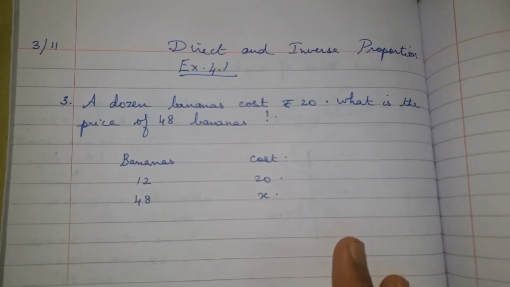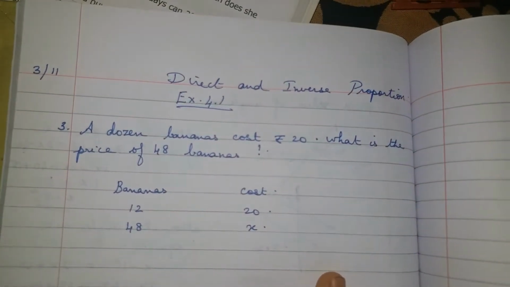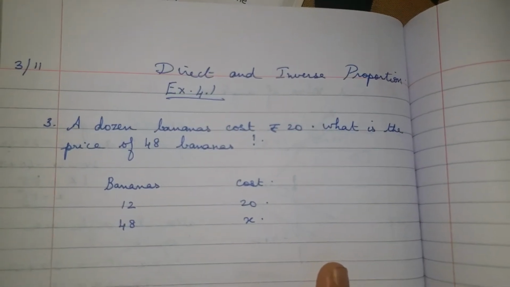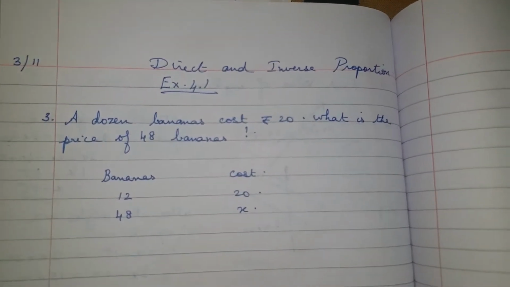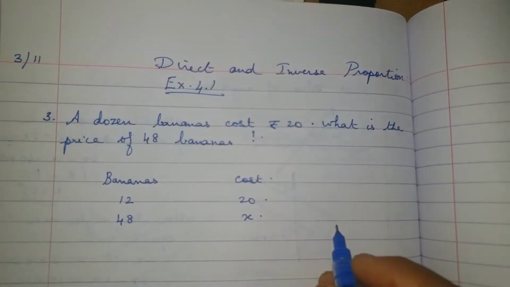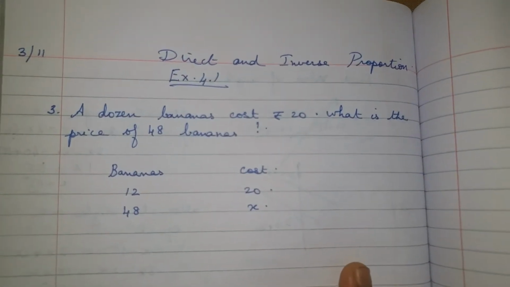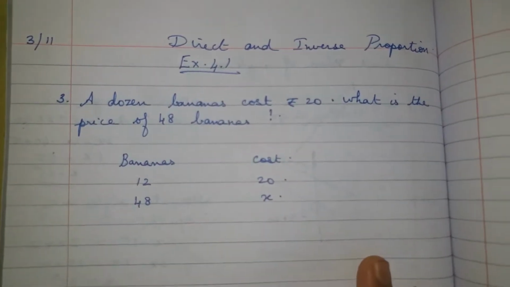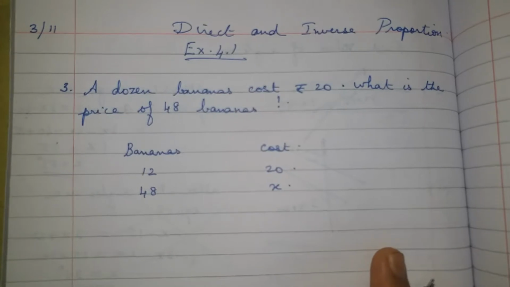7th standard maths, you are going to see a new chapter, direct and inverse proportion. Direct proportion means when you are buying things, if the number of things is more, the cost will also be more. That is, if the value of one quantity increases, the other quantity also increases, which is said to be direct variation.